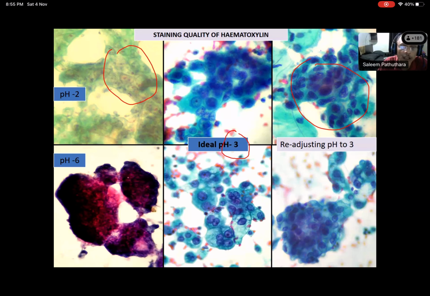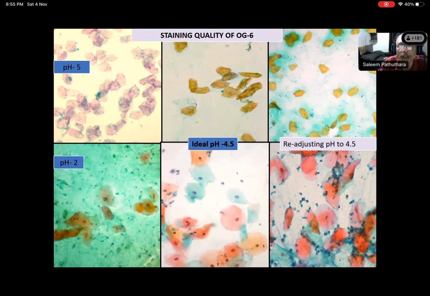If the pH is increased to 6, look at the nuclear chromatin. It is looking very deeply stained. We cannot read the details of the chromatin. Again, after readjusting the pH, we can achieve the correct nuclear details. Now looking at the OG6, ideal pH has to be 4.5. If it is increased to 5, or decreased, it will look pale or darkly stained. So again, by readjusting, we can bring back the color.